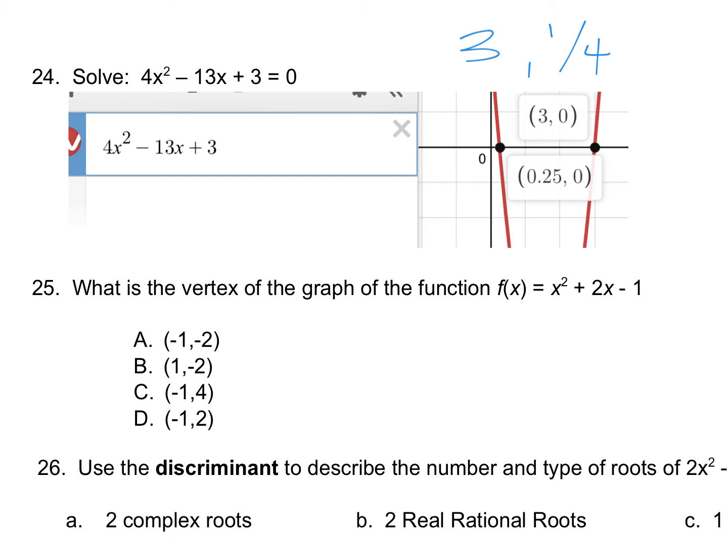You could also factor this, but that might be one of the harder ways to do it. So either of those would work.